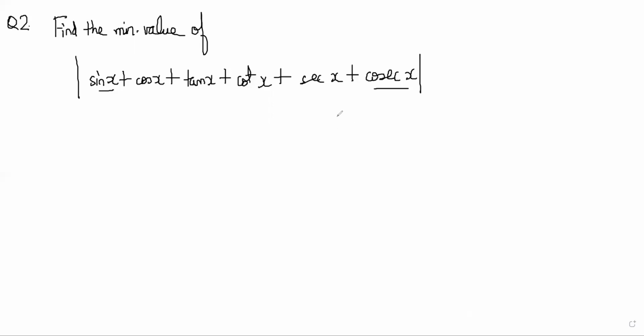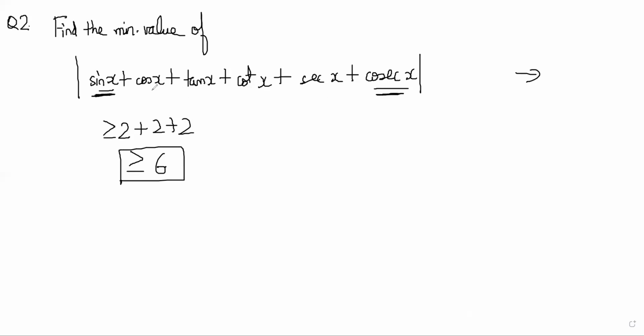If they were always positive, if all the angles were in the first quadrant, then I would have just said greater than or equal to 2 plus 2 plus 2, right? Because I will group sine and cosec together, cos and sec together, and tan and cot together. I will say that they are reciprocal quantities and it is all positive stuff, so it will be greater than 2, 2, 2, right? But the question is for all real x.